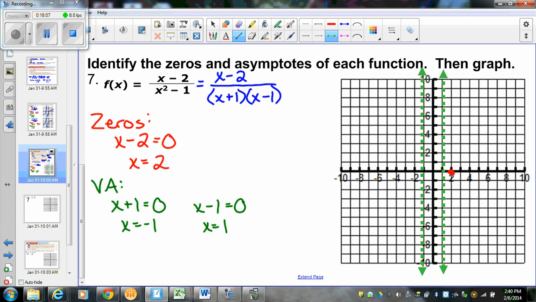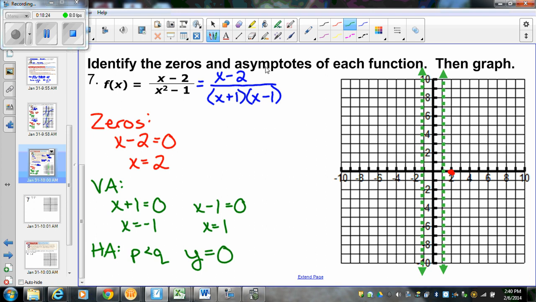And then lastly, the horizontal asymptote. If you compare the degrees, the top is smaller than the bottom. When the top is smaller than the bottom, if p is less than q in terms of degree, then my horizontal asymptote is automatically y equals 0. So that would be right here. So I would be looking for all of these parts on your graph.